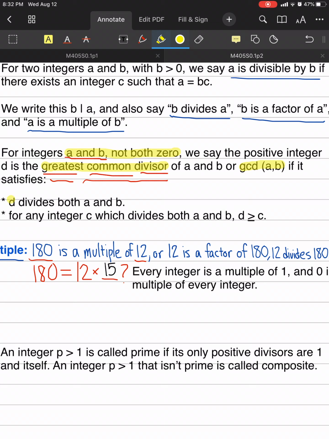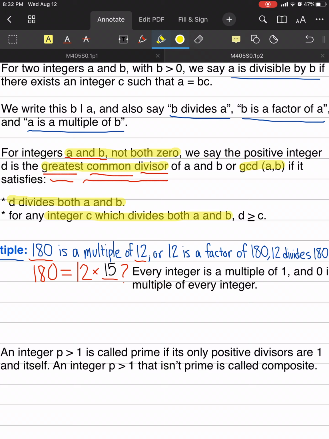So, for it to be a common divisor, we need D to divide both A and B. That's what it means to be. First of all, D dividing A means D is a divisor of A. D dividing B means D is a divisor of B. And if it divides both, that makes it a common divisor. So that's the first part, this common divisor here that we got. The second part is that we want it to be the greatest common divisor. And how we do that, we pick some other divisor.